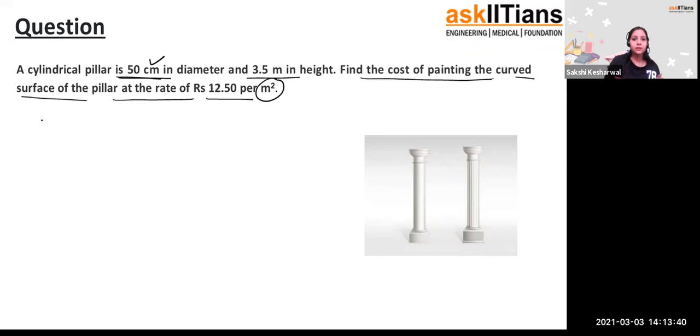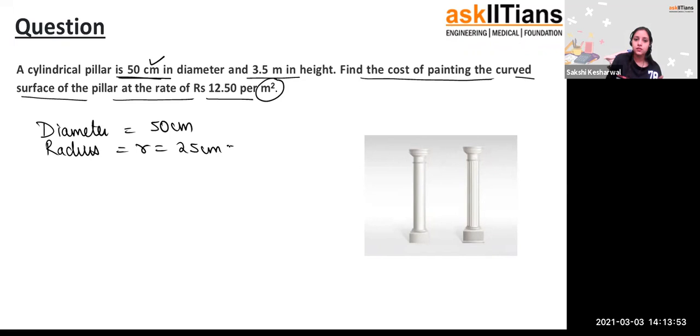So it says that the pillar has a diameter. Diameter is equal to 50 centimeter, so what is your radius? Radius R is equal to 25 centimeter, which is equal to 0.25 meter. Your height will be 3.5 meter. Now it says find the curved surface area.